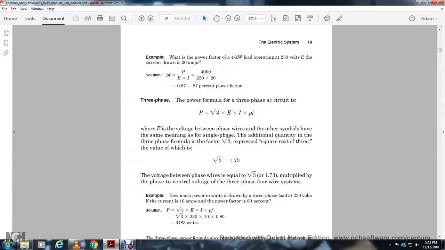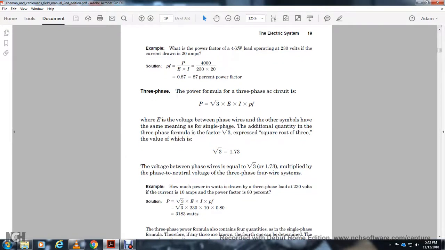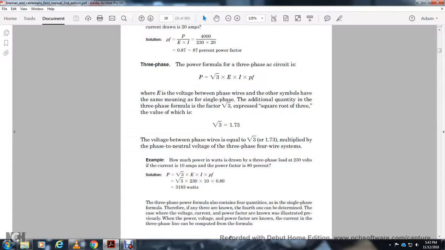How much power in watts is drawn from a 3-phase load at 230 volts, where the current is 10 amps and the power factor is 80%? You have the square root of 3, which is 1.73, times 230 volts, times the amps, times the 0.8 power factor, which would be 3,183 watts.